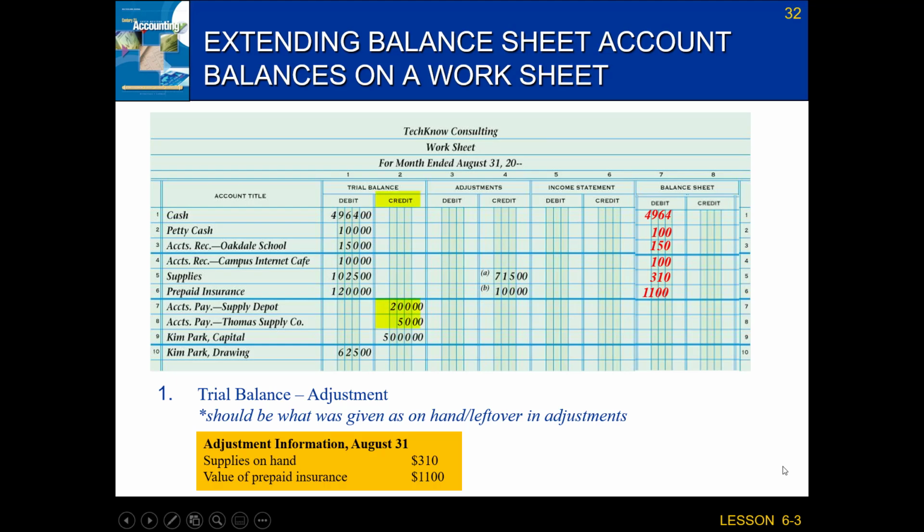Notice that they are in the credit column. So I have no adjustment I need to subtract. So I can just take the credit and drop it in the credit column for both my liabilities. My capital account is also in the credit column, but I have no adjustment, so I can just drag that over. And then my drawing account is in the debit column, and I have no adjustment, so I can also bring that number straight over.